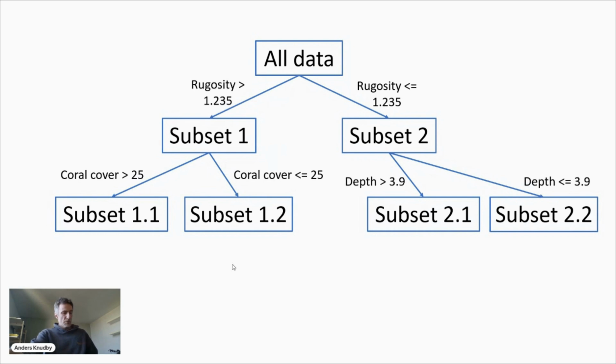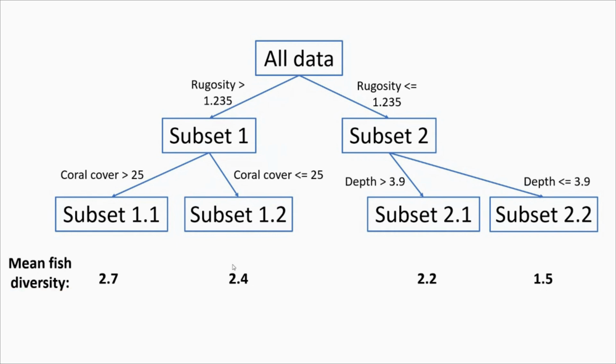When the tree is complete, we calculate the mean value of the remaining data points in each subset. So in the future, when we use the tree for prediction, the mean value will become the prediction for any data point that landed in that subset. So for example, if you have a pixel in the image with high rugosity and high coral cover that goes into subset 1.1, you would estimate that the fish diversity index for that pixel is 2.7.